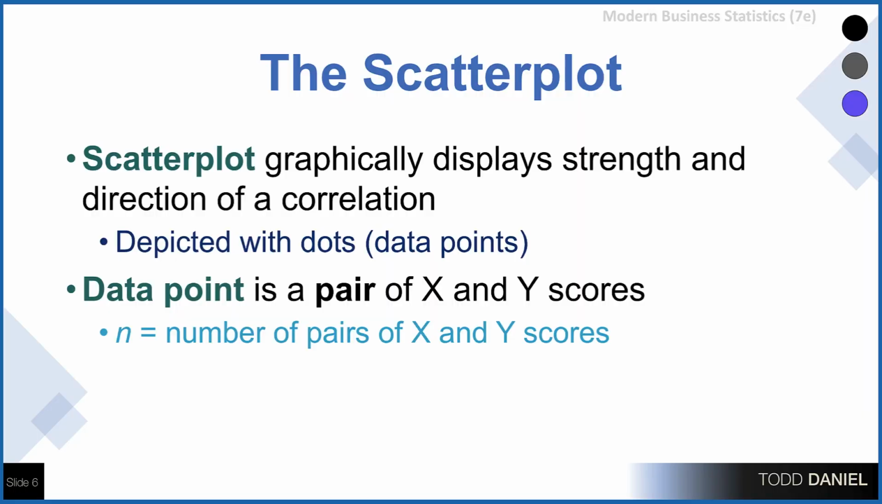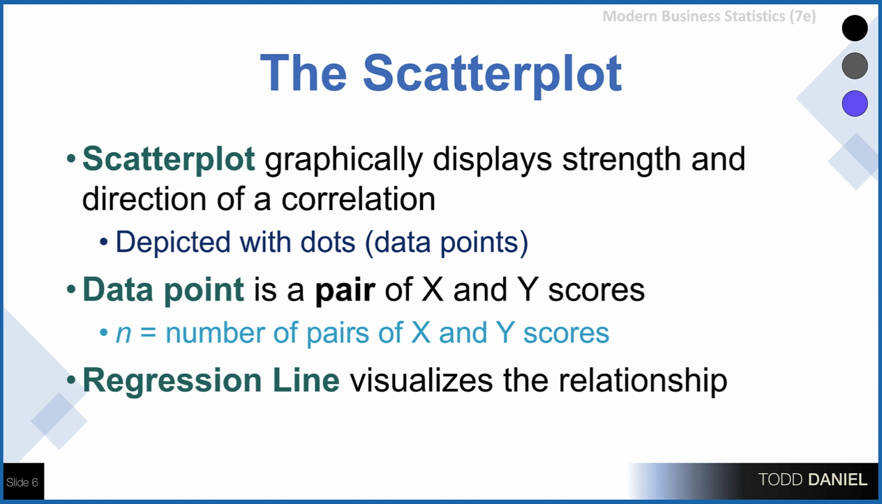Each dot is a pair of x and y scores. So the sample size for this is the number of pairs. N equals the number of pairs. And then mathematically, we would draw a line among all of those dots, which best represented the line of best fit, the line with the least amount of error in predicting all of these dots together, which is called a regression line. It visually represents the relationship between the variables.